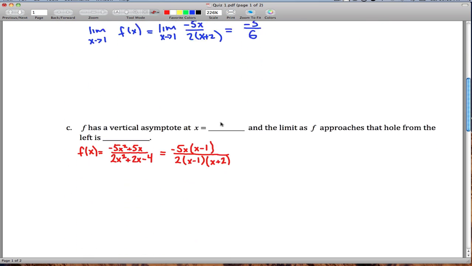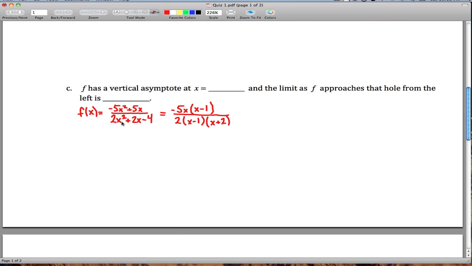Moving on to part C, I rewrote f of x again and copied down the factored form that we came up with in part B.